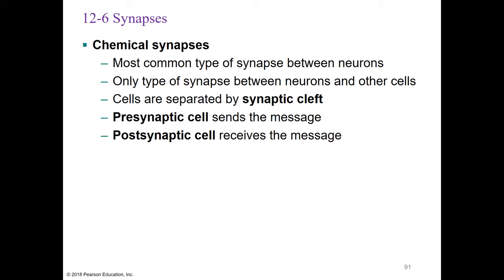Chemical synapses are the most common type of synapse between neurons, and the only type of synapse between neurons and other cells. Cells are separated by a synaptic cleft. The presynaptic cell sends the message, and the postsynaptic cell receives the message.